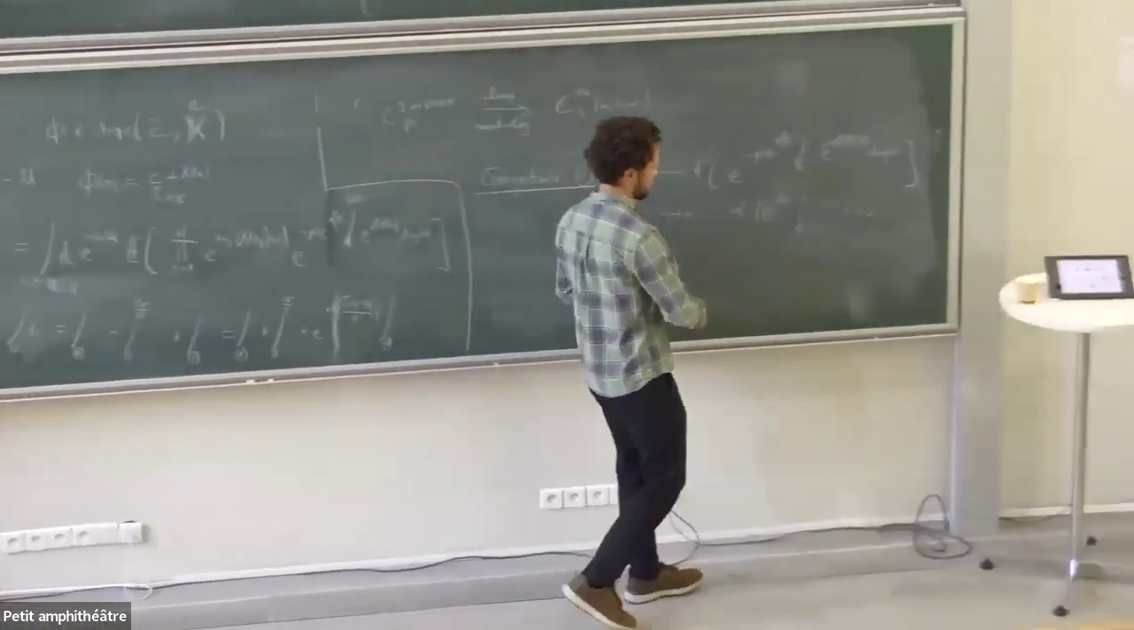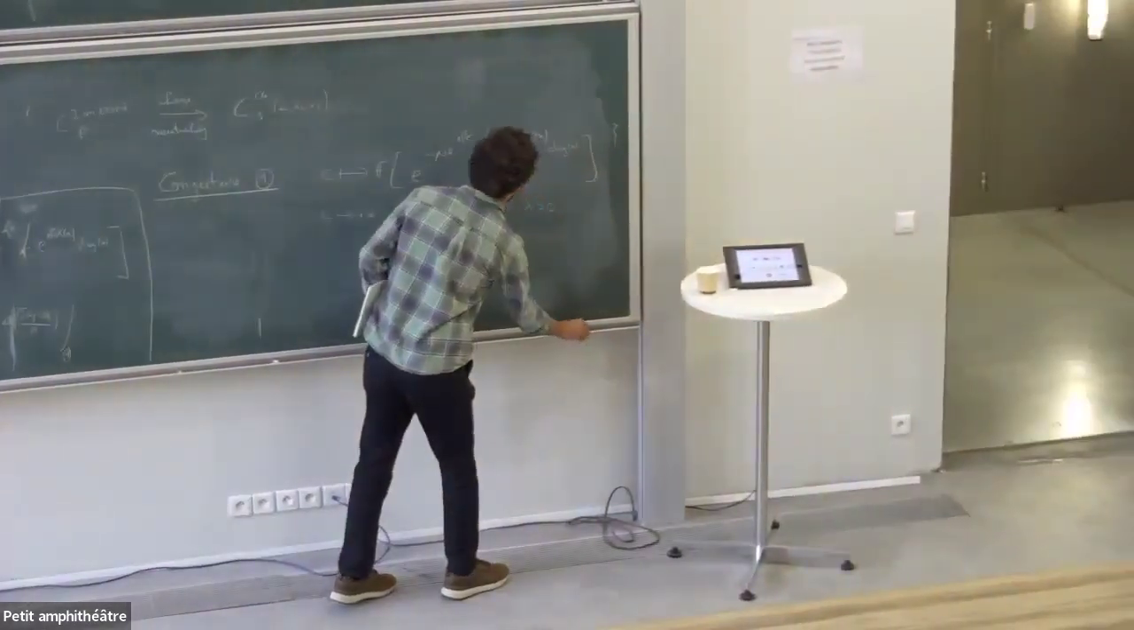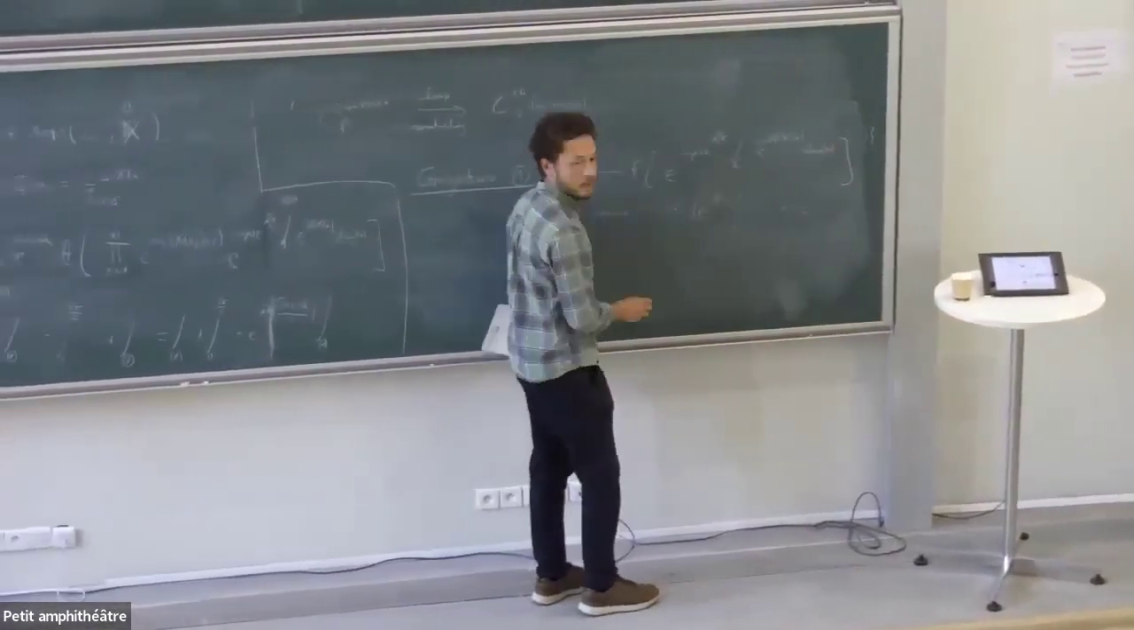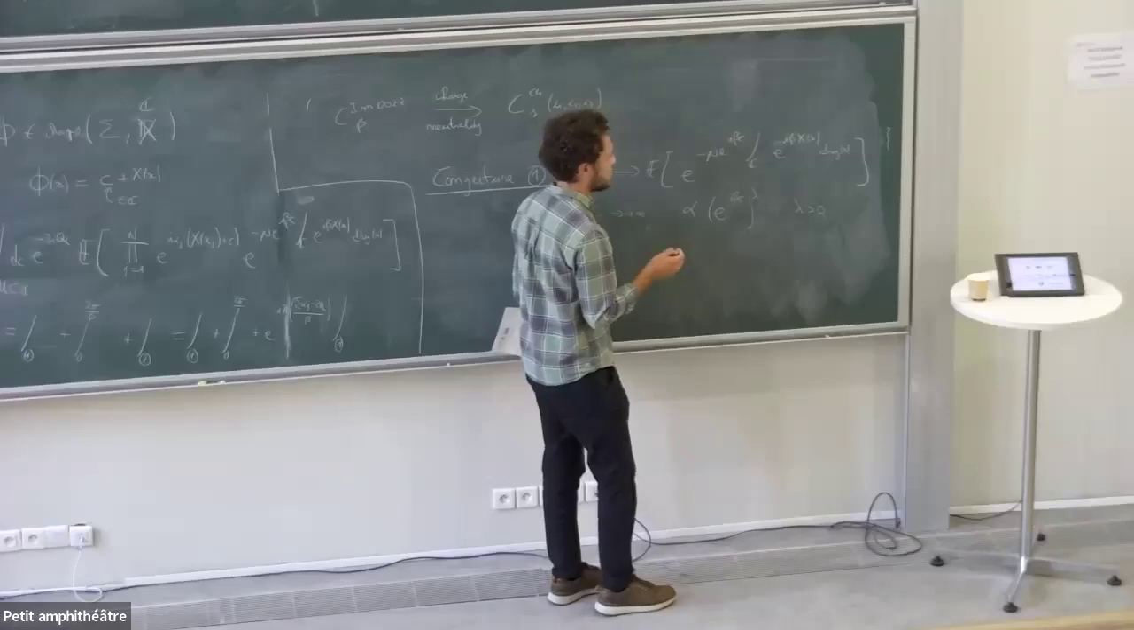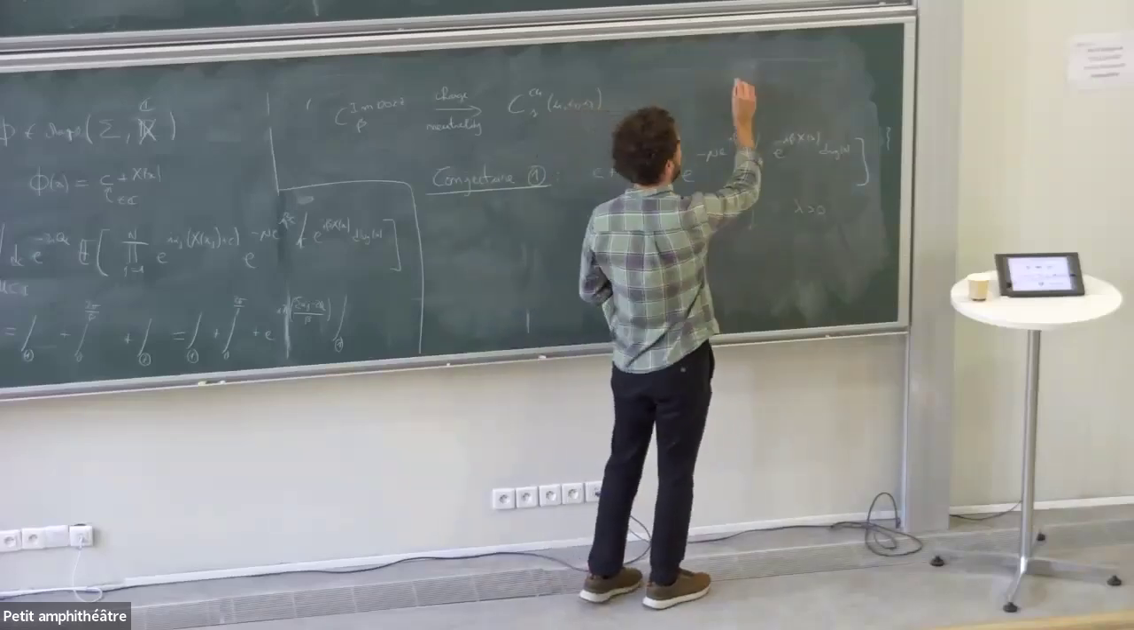So basically, when you replace the integration here over the whole complex plane by integrating only on the unit circle.